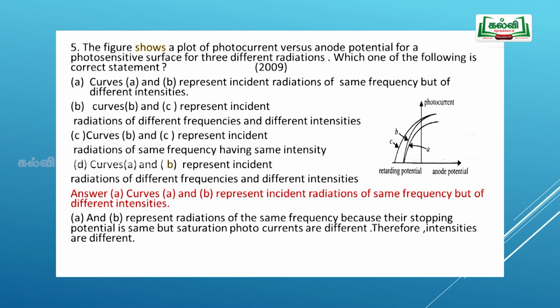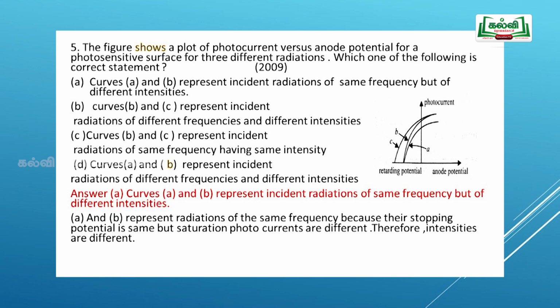Next, move on to the fifth question. The figure shows a plot of photocurrent versus anode potential for a photosensitive surface for 3 different radiations. Which one of the following statements is correct? It is a competitive exam 2009 question. Option A, curves A and B represent incident radiation of same frequency but different intensities. Option B, curves B and C represent incident radiation of different frequencies and different intensities. Option C, curves B and C represent incident radiation of same frequency having same intensity. Option D, curves A and B represent incident radiation of different frequencies and different intensities.